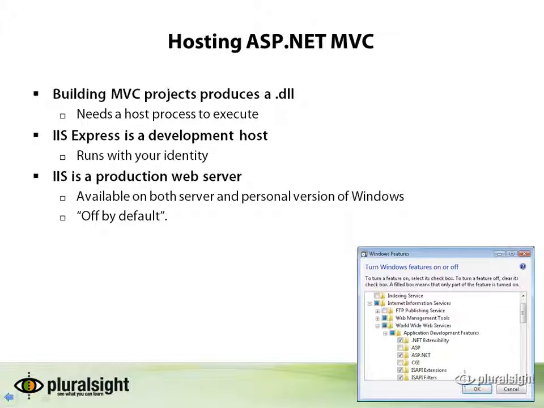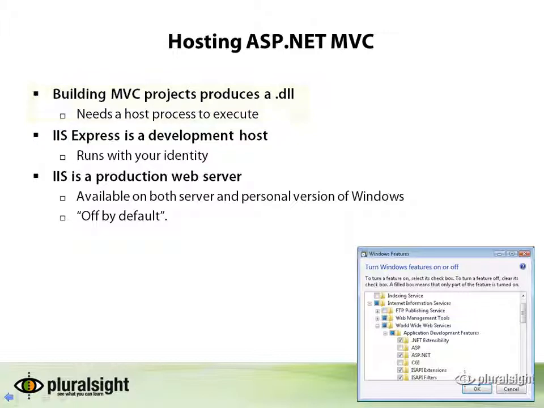Now that we understand a little bit about ASP.NET configuration, let's see how to deploy an application and how to change configurations on a deployed website. First, let's understand that when we build an MVC application, we're just producing a DLL file with the application logic inside. That's going to sit in the bin subdirectory of our project.